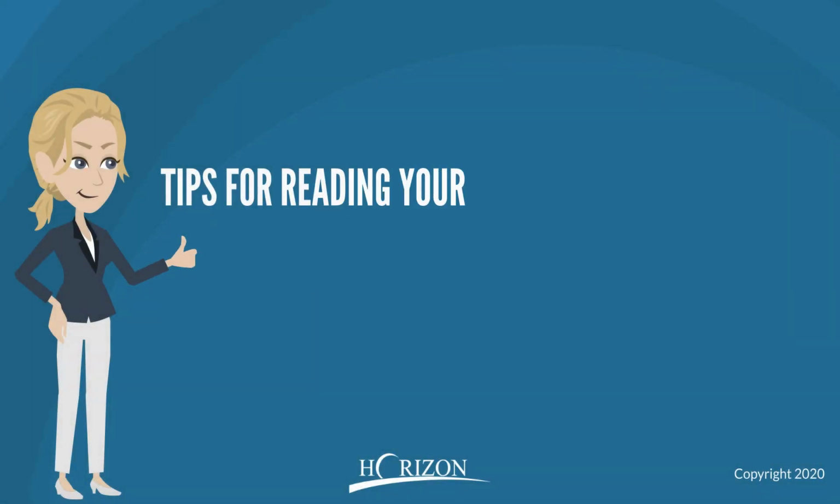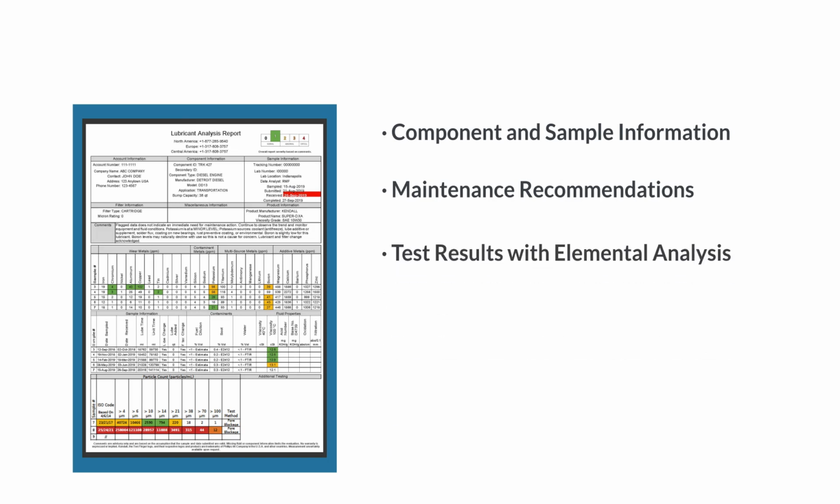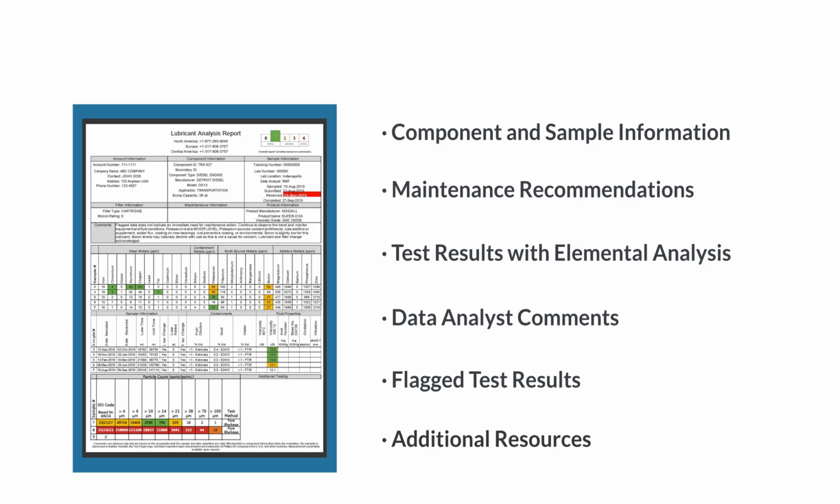This video will walk you through how to read your report, interpret the results, and take action to protect your equipment. When you receive a sample report via email, or if you are accessing your report via your Horizon account, it comes with an abundance of information regarding your sample, component information, test results, comments, sample history, and more.